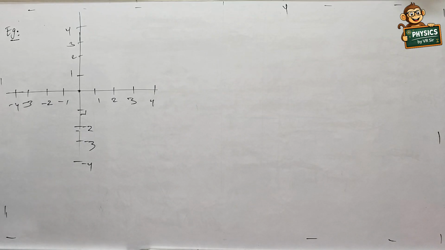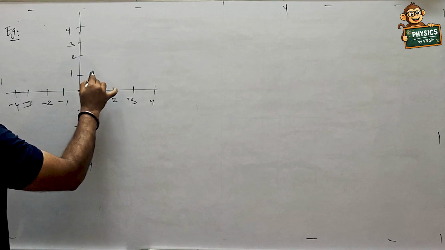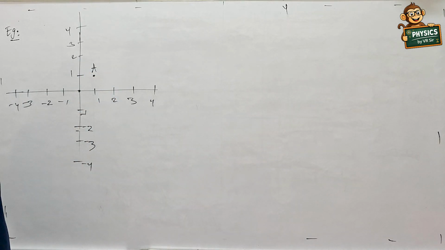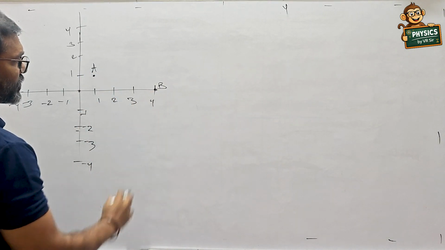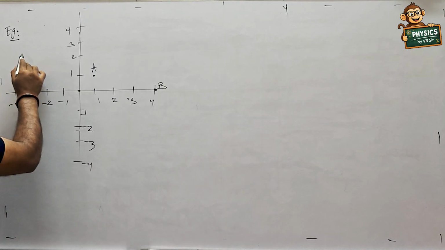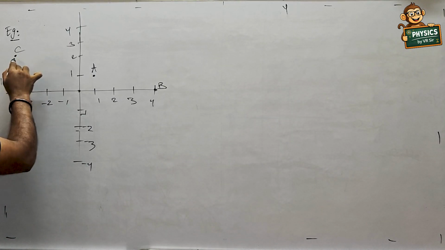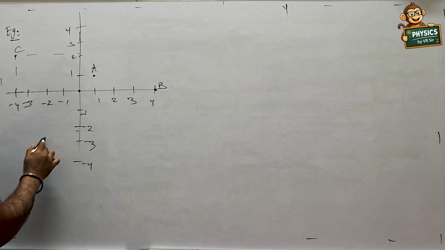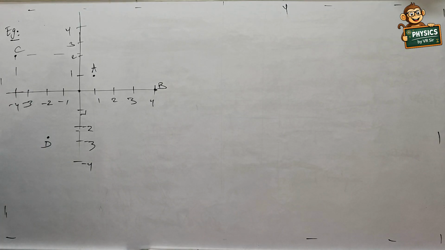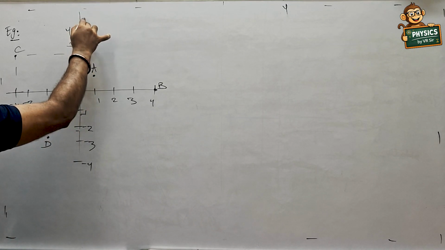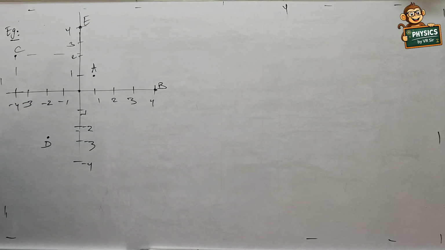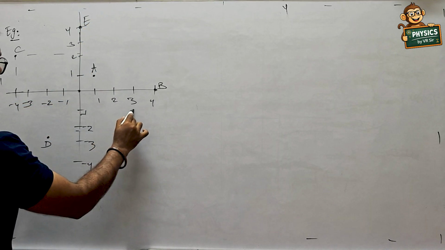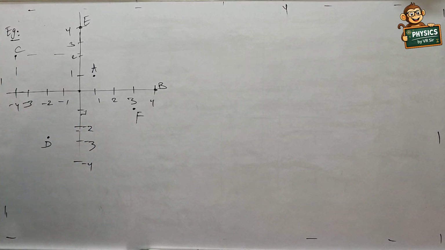Now, I'm leaving it to you. How do you write the position of this A? Think about that. And position of B, and then position of C, and then position of D, position of E, position of F.